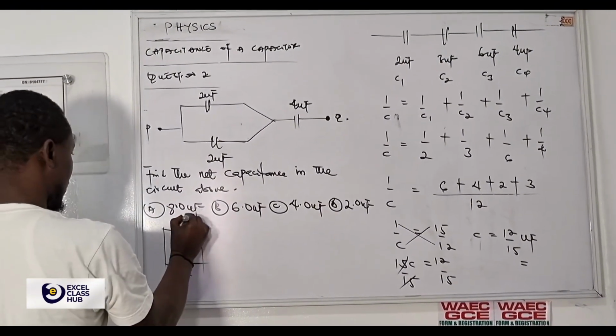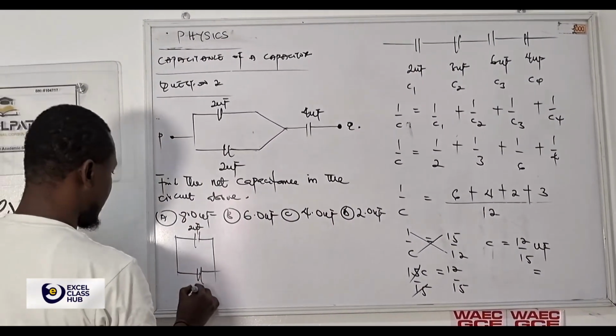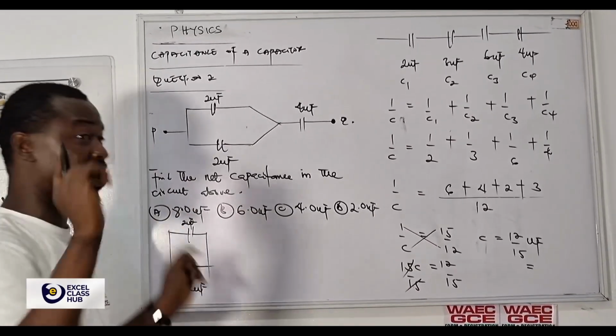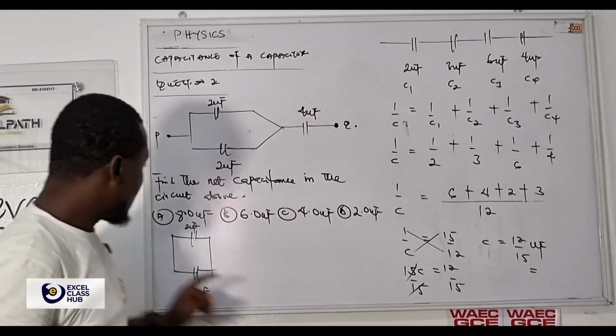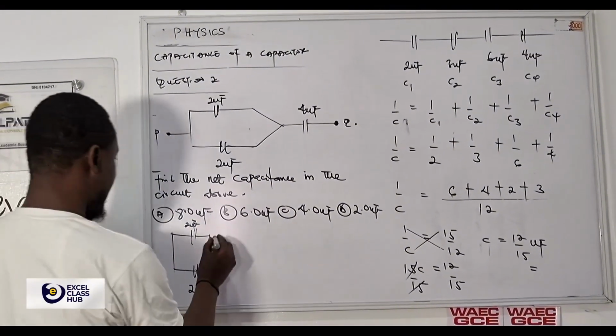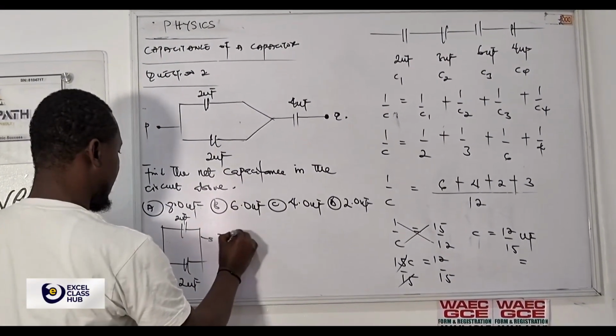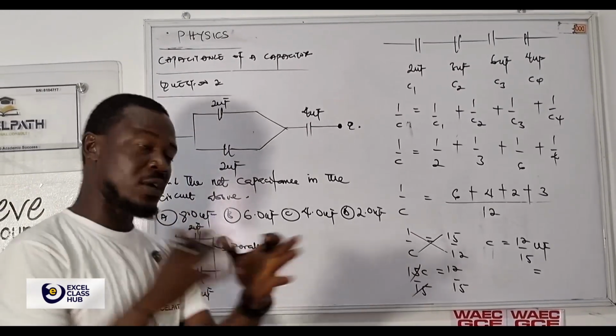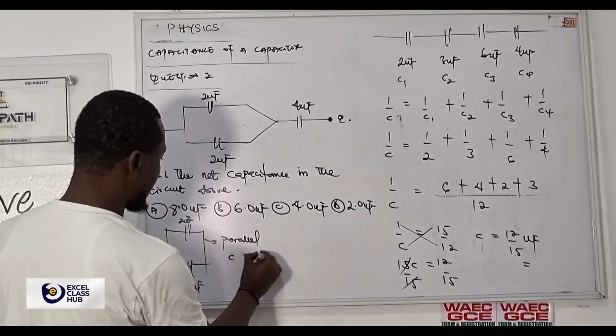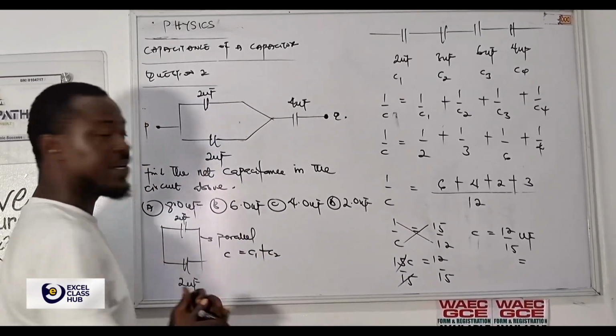This is your 2 microfarad. And this is your 2 microfarad. If you remember, I told you that I've resolved this one now, bringing it out from the diagram. This diagram here is illustrated in parallel. And I told you whenever anything is parallel, you need to sum it together, which gives me C equals C1 plus C2.